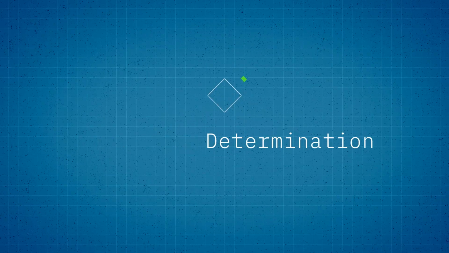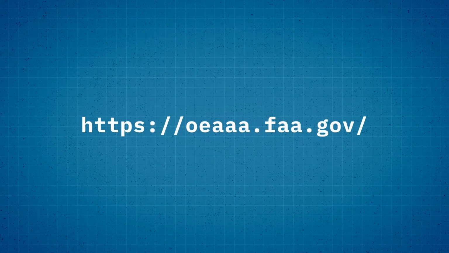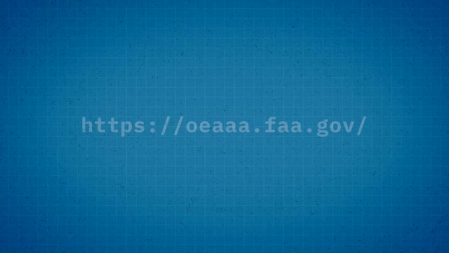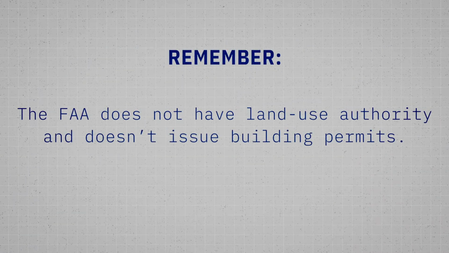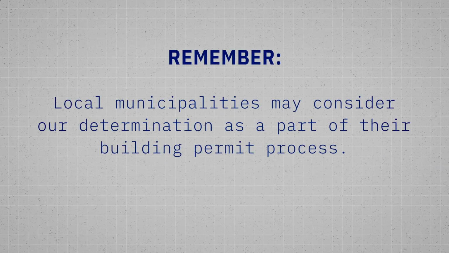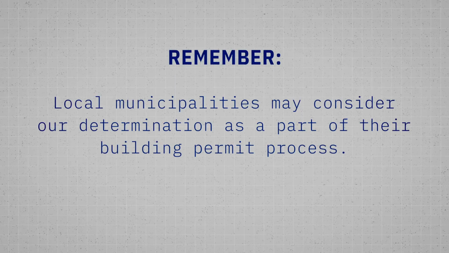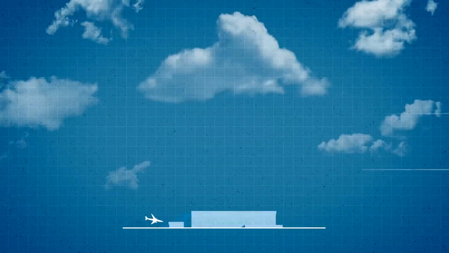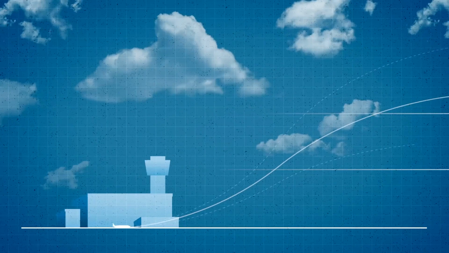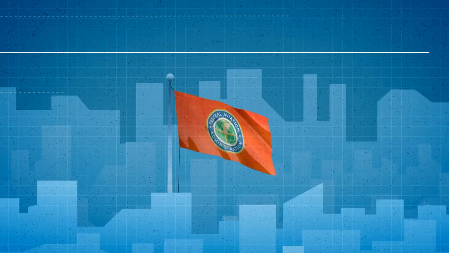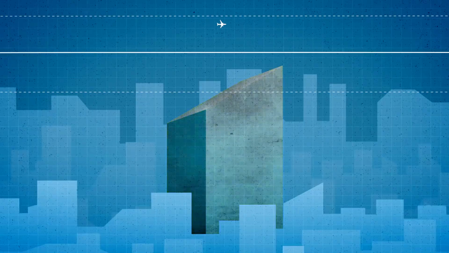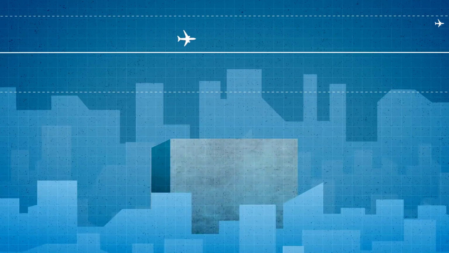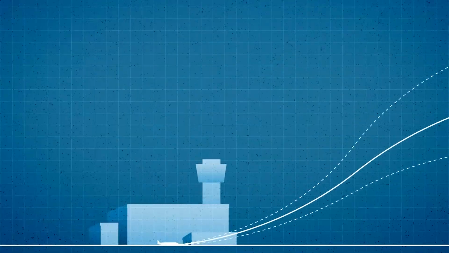All determinations are public records and are available for review on the FAA's website. Remember, the FAA does not have land use authority and doesn't issue building permits, but local municipalities may consider our determination as part of their building permit process. We all want to keep our skies and the people who travel in them safe. By working together, we can make sure that the national airspace system is used in the safest and most efficient manner for both land development and air transportation.